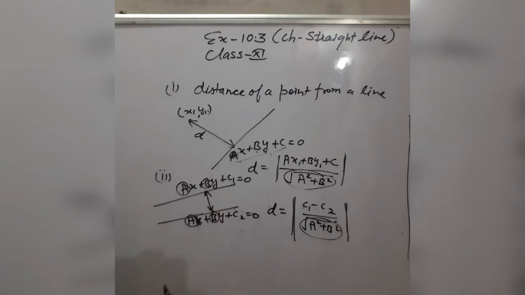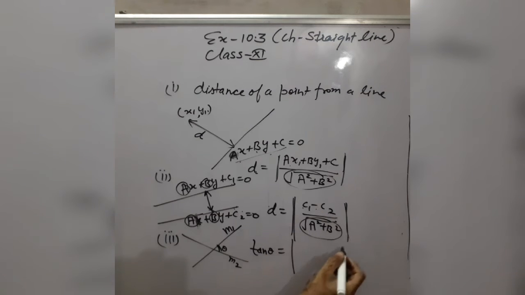So these are two formulas. And third is the angle between two lines. This formula I have told you earlier also. Let us suppose the slopes of these two lines are m1 and m2, then the formula for the angle between these two lines is tangent theta is equal to mode of m1 minus m2 divided by 1 plus m1 into m2. This is the formula for finding the angle between two given lines.